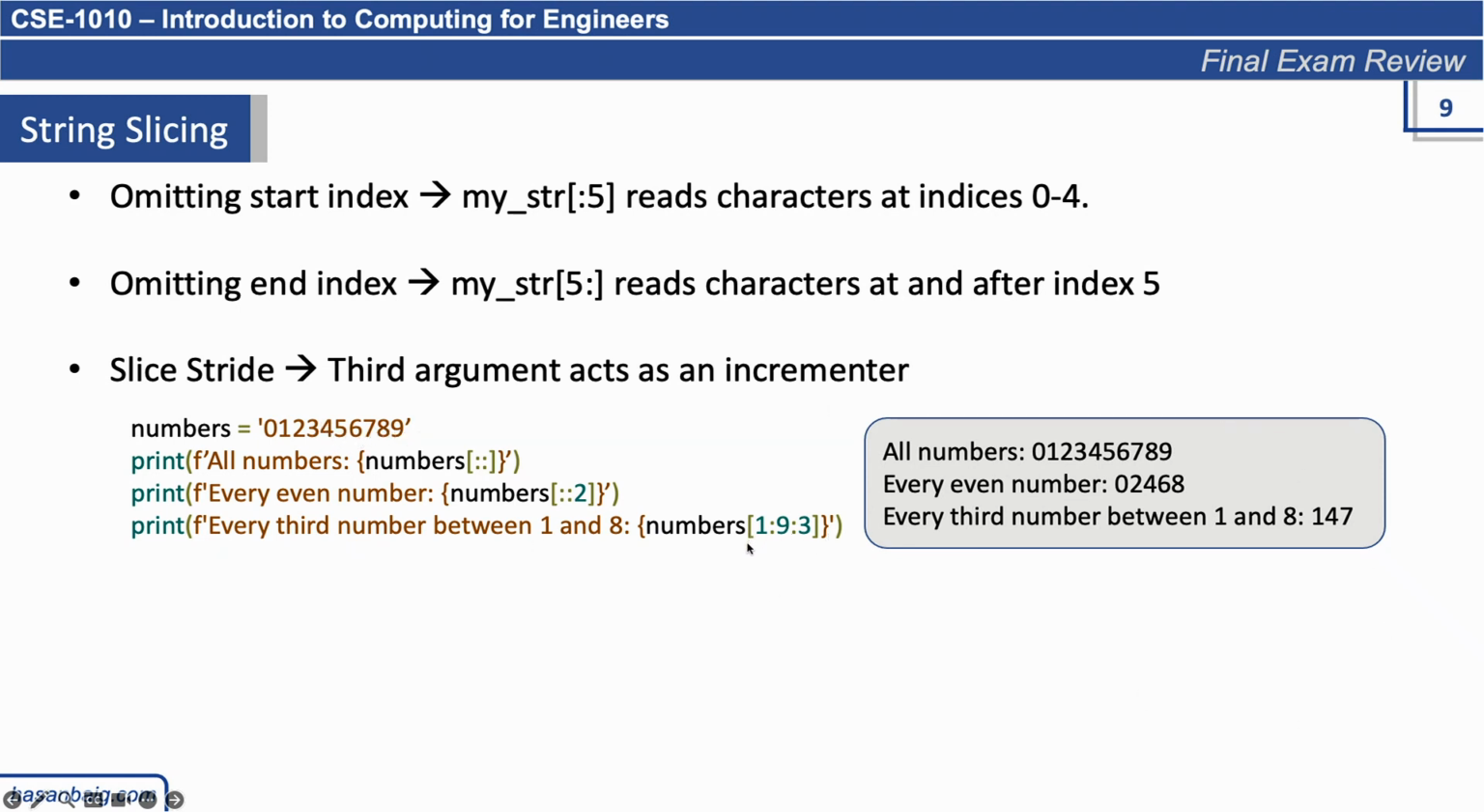Similarly here, starting from 1, stop at 9, which is excluded, and give a jump of 3 characters. So starting from 1, it reads every third character: 2, 3, 4. It will read 4, and then the third character, 5, 6, 7 is the third character, and 8, 9 we are already done with the input string. Okay.